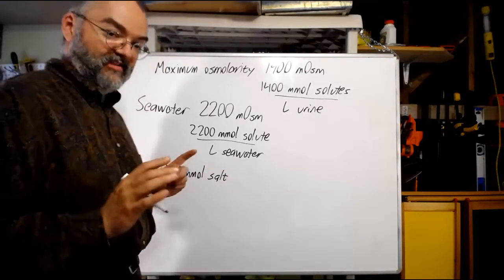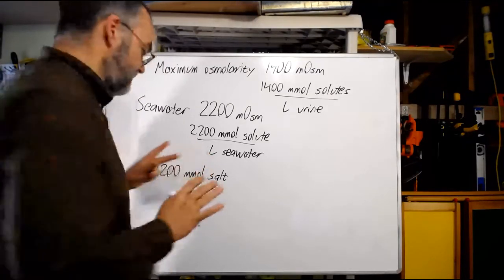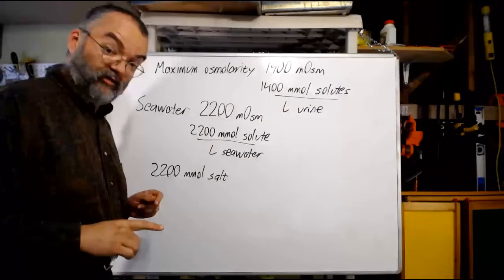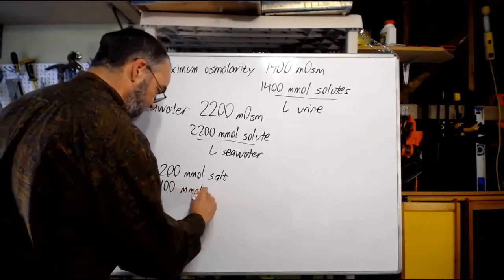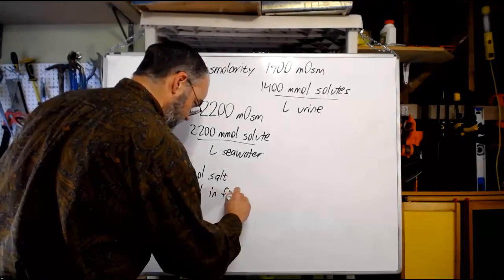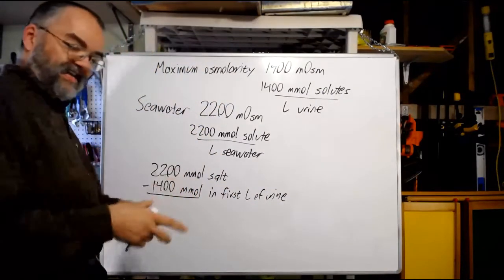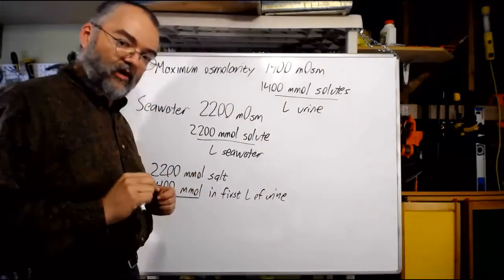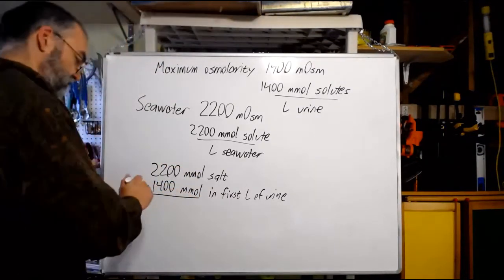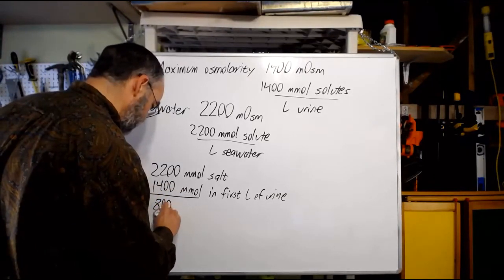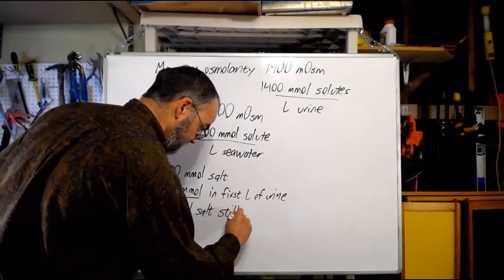My body says, okay, let's get rid of as much as we can in our first liter of urine. So, in 1 liter of urine, I can get rid of 1,400 millimoles. So I take in my 2,200 millimoles of salt and 1 liter of water. I produce 1 liter of urine, which is 1 liter of water and 1,400 millimoles, which leaves me 800 millimoles of salt still in my body.